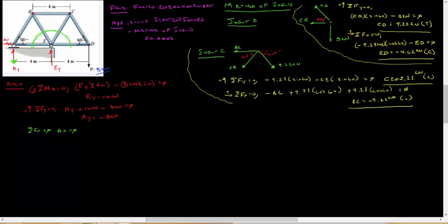Alright, so if we look at the next joint, let's look at joint B. Now when I look at joint B, it's going to look similar. It's going to be here, and here, and here. Now we said that BC is negative 9.23 kilonewtons.